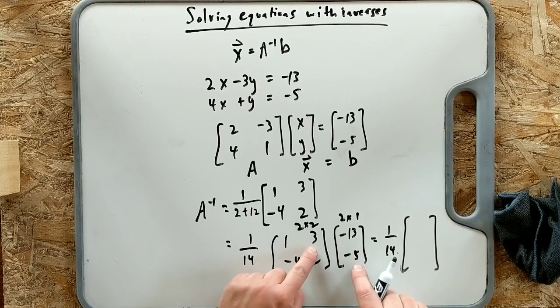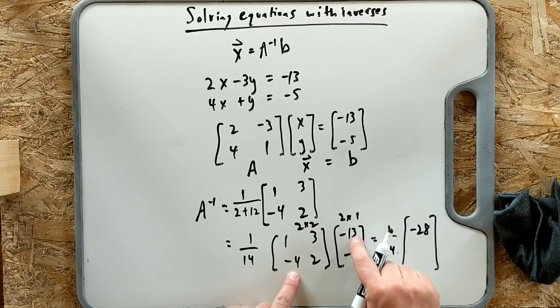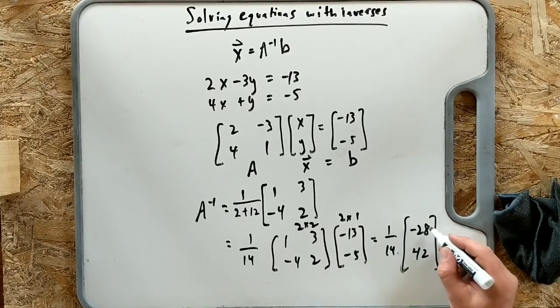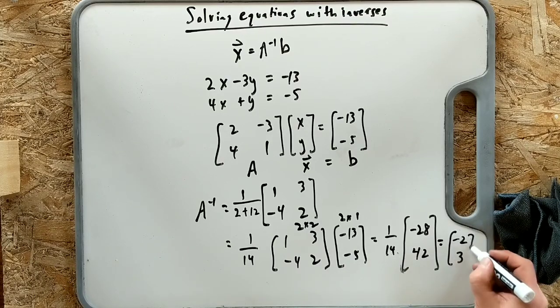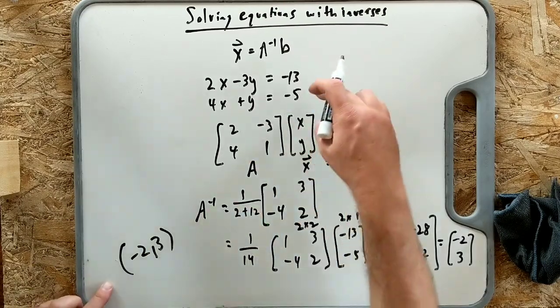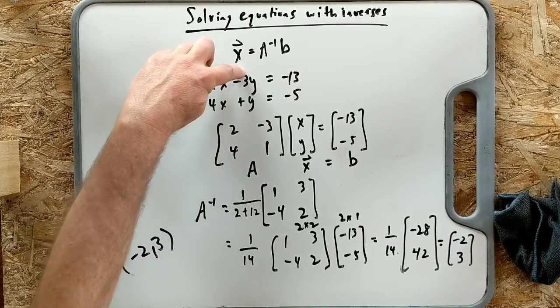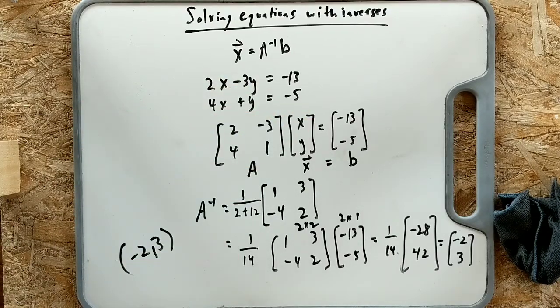So now I go negative 13 minus 15, which is negative 28. And 52 minus 10 or 42. Turns out those are both divisible by 14. And this is again why I left the 1/14th up front. Negative 28 divided by 14 is negative 2, and 42 divided by 14 is 3. And that's it. So my answer is negative 2, 3. And I can check that in the original and find out if that works. Negative 4 minus 9 is negative 13, and negative 8 plus 3 is negative 5. It worked fine. So you can see this is probably the simplest way to solve equations.